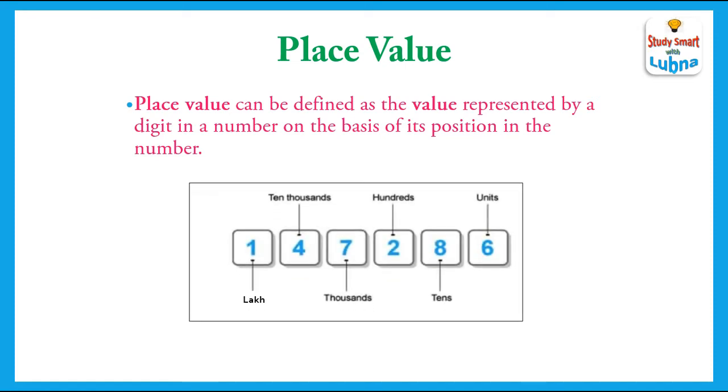Let's have a look at the example. Here the example of a 6-digit number is given. Its 6 digits are 1, 4, 7, 2, 8, 6. You can see here that every digit in a number has some place value. Like the place value of digit 6 is unit or ones, place value of 8 is tens, place value of 2 is hundreds, place value of 7 is thousands, place value of 4 is 10,000s, and the place value of 1 is lakh.